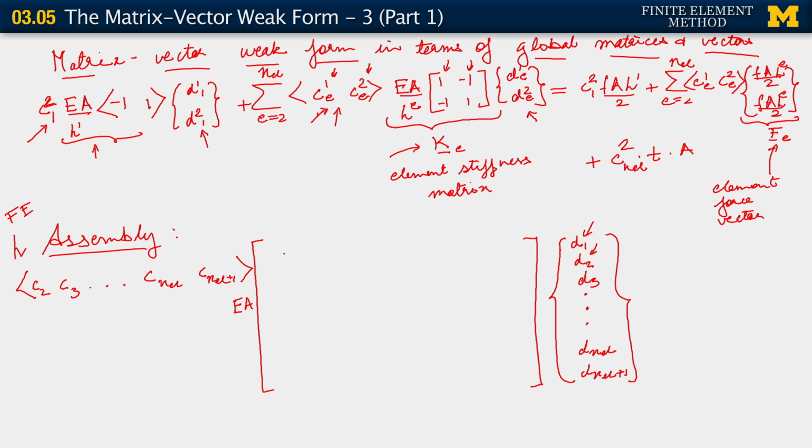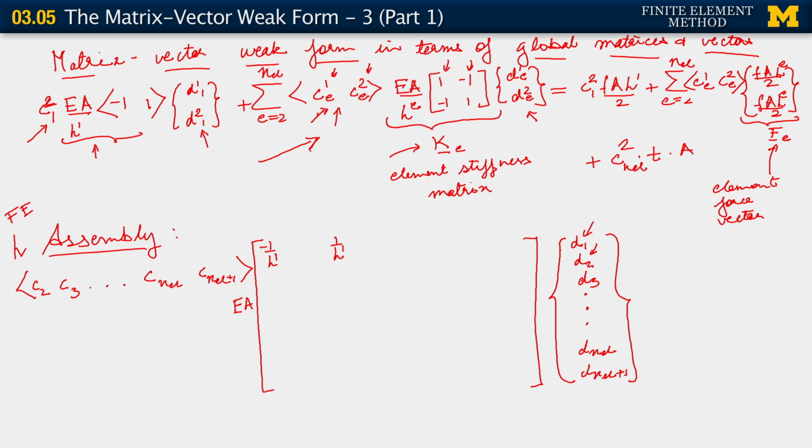Okay, so now what this lets us do is write out the contributions from element 1 as being minus 1 over H1 and 1 over H1. Okay, so minus 1 over H1 will multiply D1, 1 over H1 will multiply D2. Now, we go into the contributions that come from that sum.